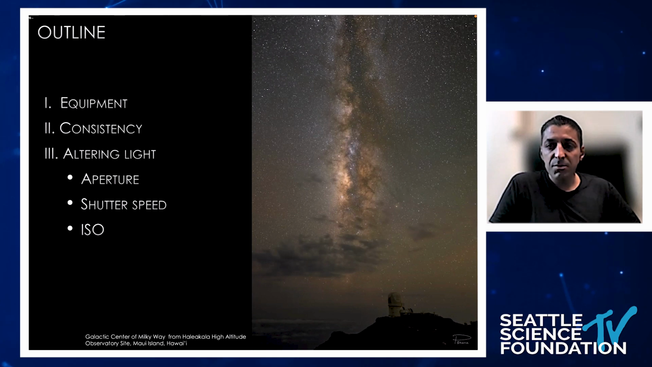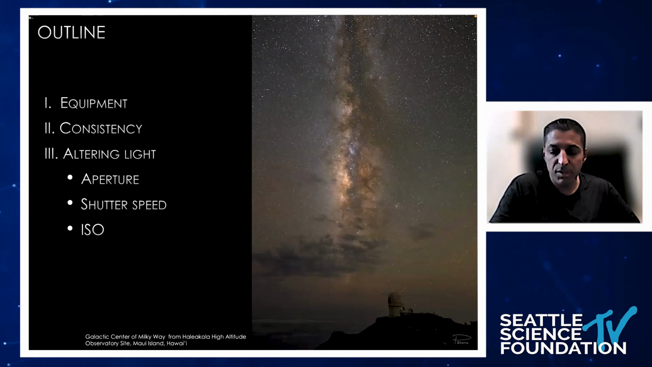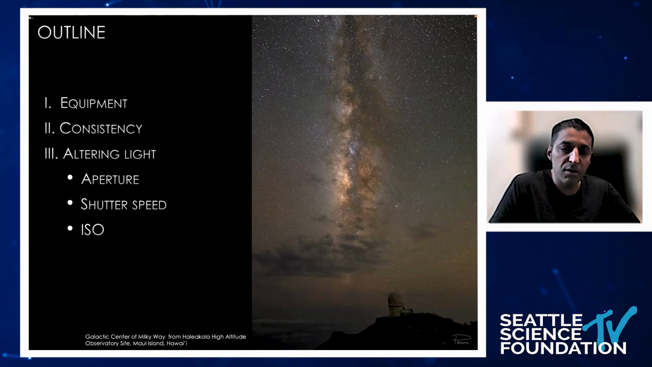Specifically, we'll discuss the concepts of the exposure triangle, so to speak. Those include aperture, shutter speed, and ISO. And those are the three main parameters we can control to help adjust how much and what type of light enters our cameras. This photo here I took from Haleakala High Altitude Observatory site in Maui. And this is the galactic center of the Milky Way right here. And one of the observatories can be seen in the foreground. And this was taken probably around 2 a.m.